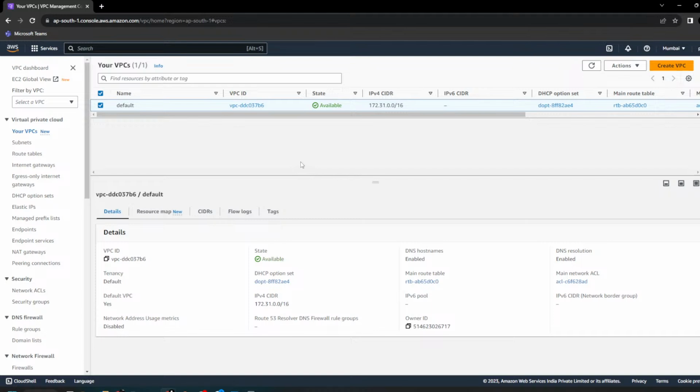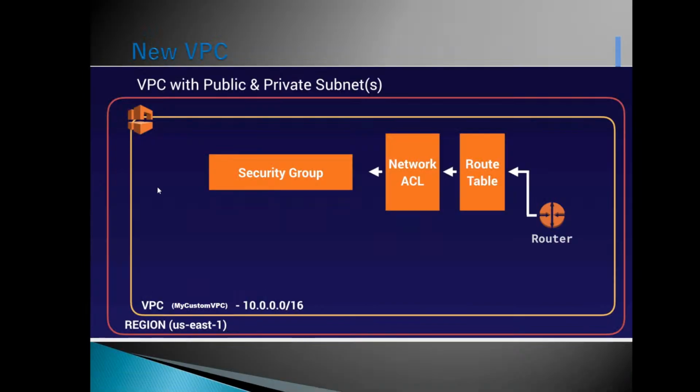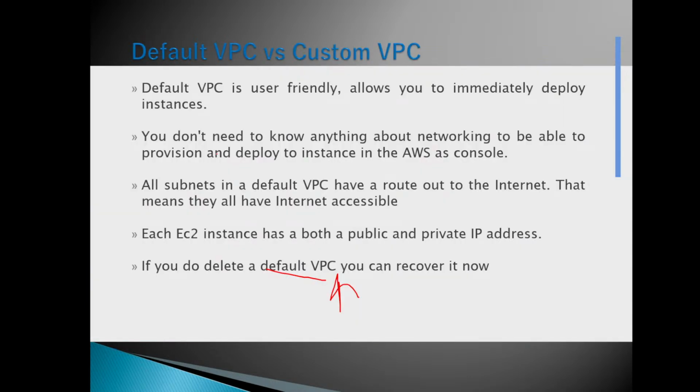So each machine, like EC2 machine, your RDS machine, requires a network. Without a network, you will not be able to create any machine. So for that, Amazon has provided you a default VPC. Till now, we were using this. Now, what's the drawback of this default VPC? What is the drawback of default VPC? It is in default VPC, all the machines will be connected to internet.